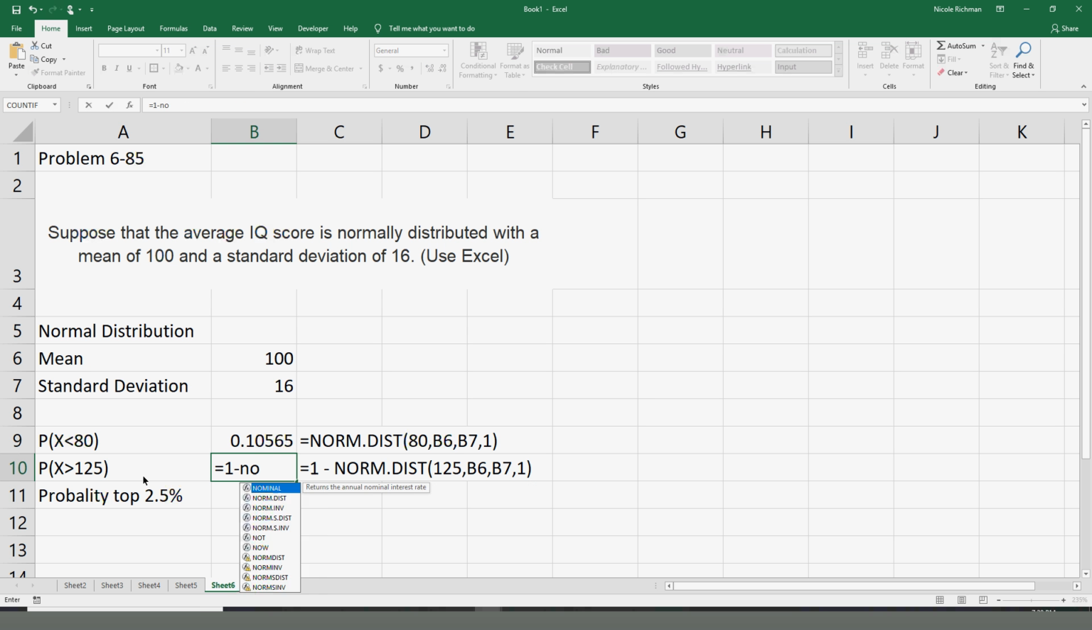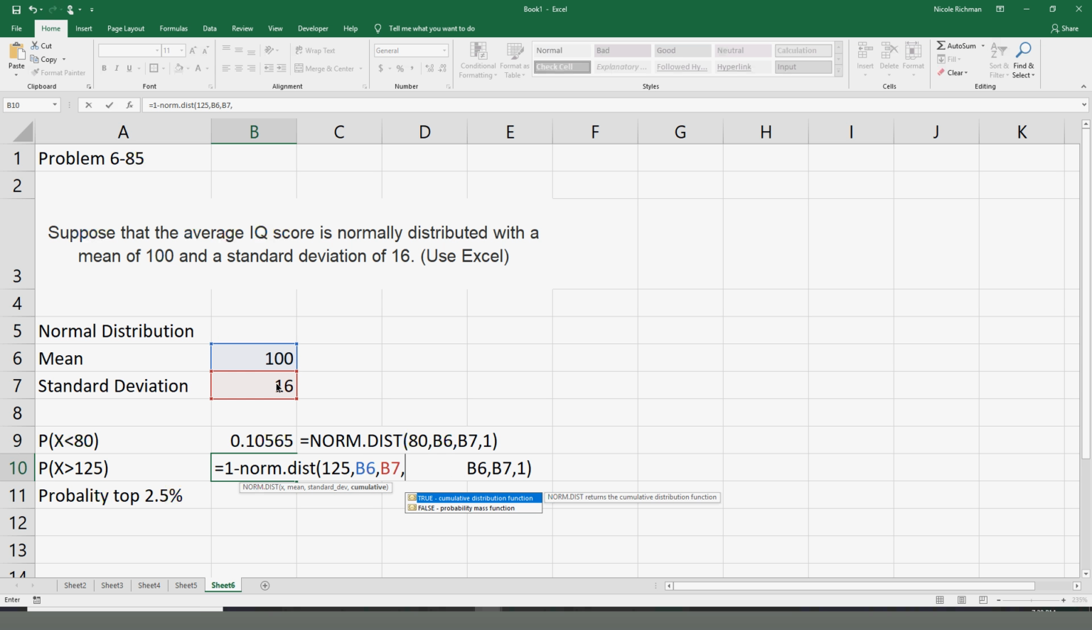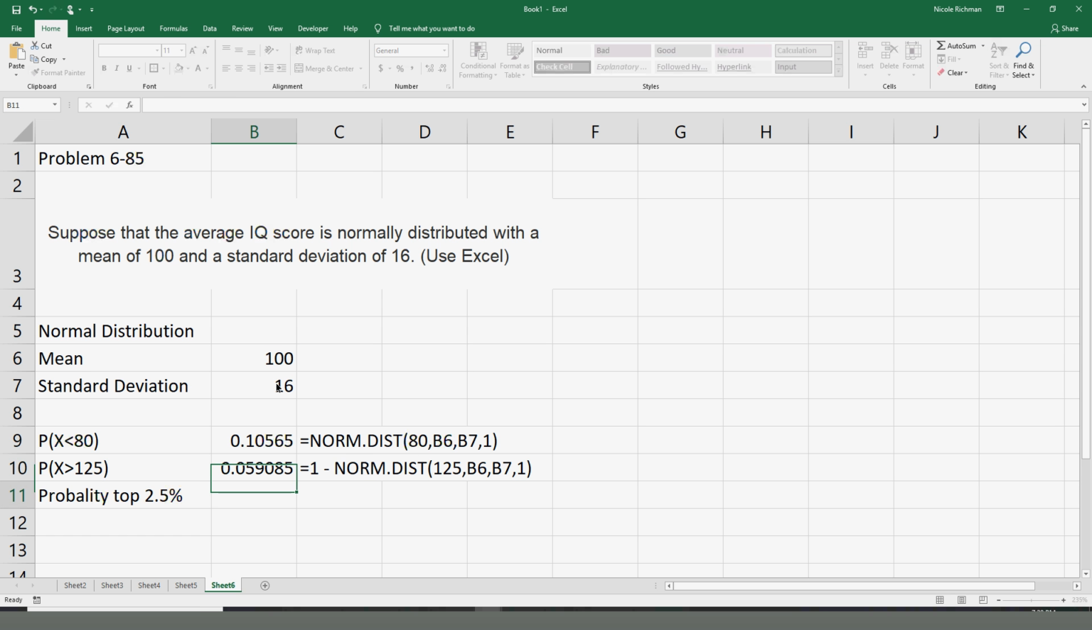1 minus norm.dist. And again, we're looking at 125, the mean, the standard deviation, and then cumulative is 1. The other reason why I like to type out the information is so that I have it available to me to just click on the cell.